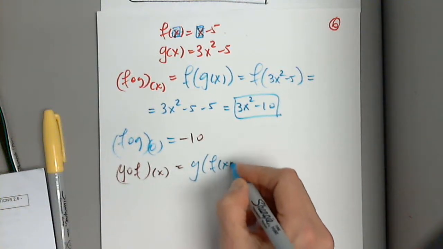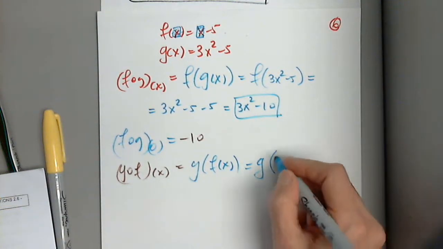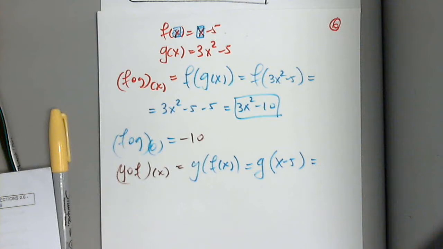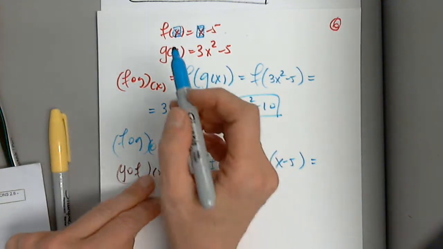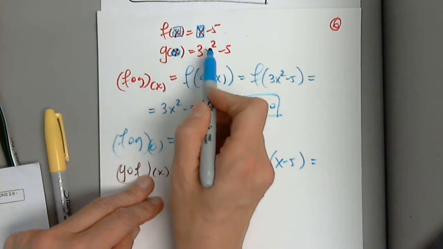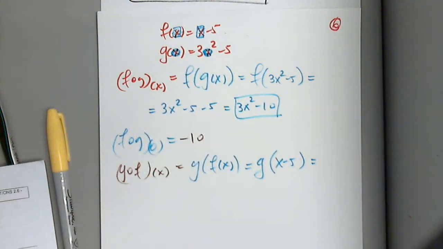g of f of x, which is g of x minus 5. Remember, now I look at g. G says this. Now this and this have to be the same.